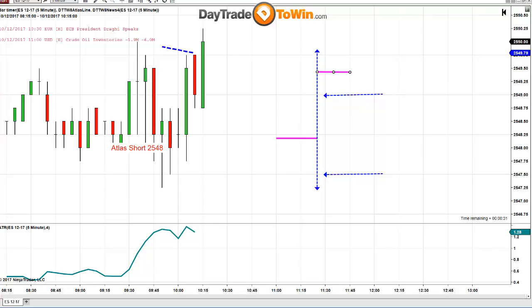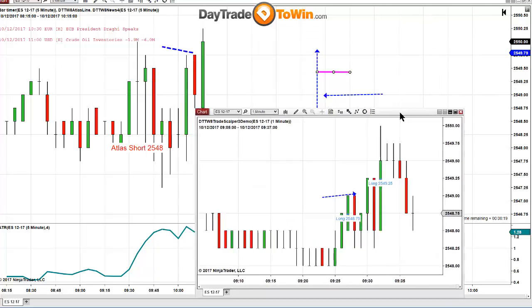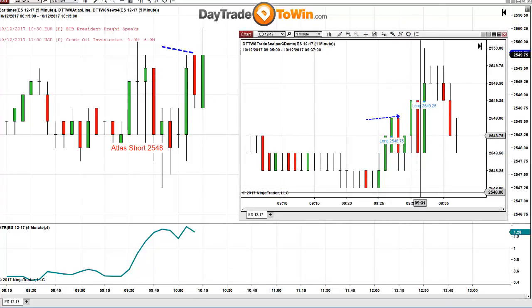Now, in addition, take for example, here, I'll take for example, a couple of trades on the Trade Scalper here. Take for example this Trade Scalper. I'll put this over here so we can see everything.